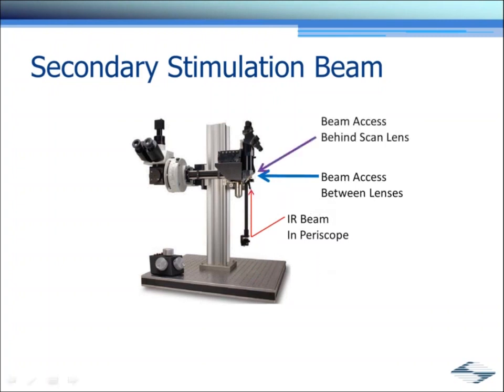However, you can also access the beam path behind the scan lens. So you can bring a beam in between the scanning mirrors, through the scan lens, and then on through the tube lens and into the objective as well. And then don't forget, we've got this whole wide field path over here with the flexibility of all of the filter cubes and the wide field imaging path. We could also bring in a laser beam through that wide field path if we wanted to.